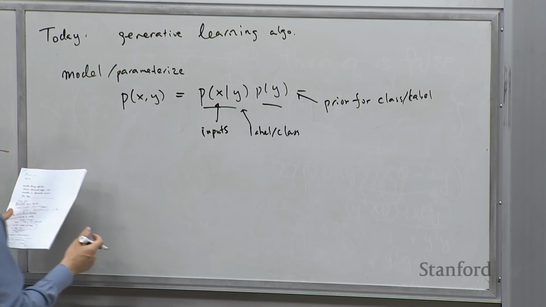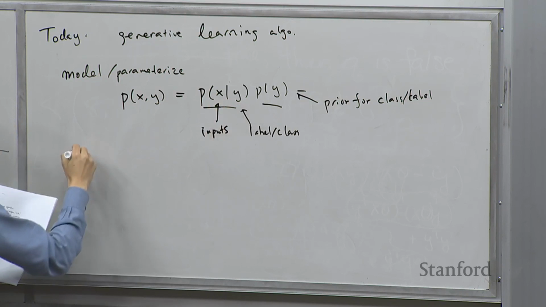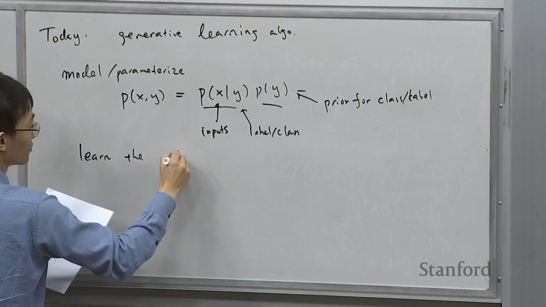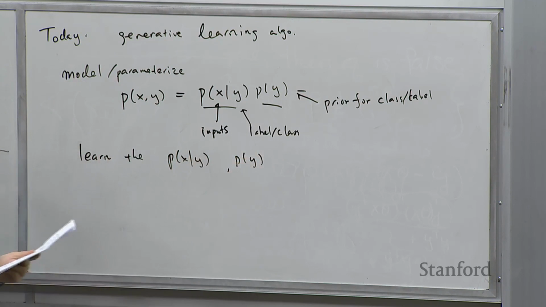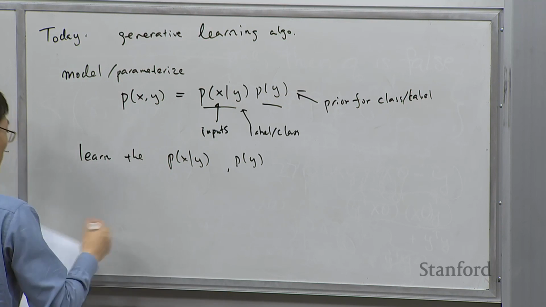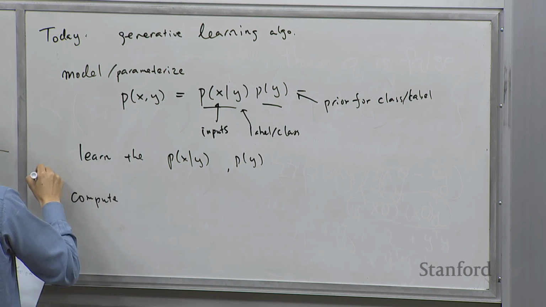And then, after you model and parameterize this, you can learn these 2 distributions, right? You can learn P of x given y and P of y. We're going to say how we learn them. And after you learn both of these, you are still going to solve the classification problem. Your goal is still the same. You are trying to classify. So this is the test time.